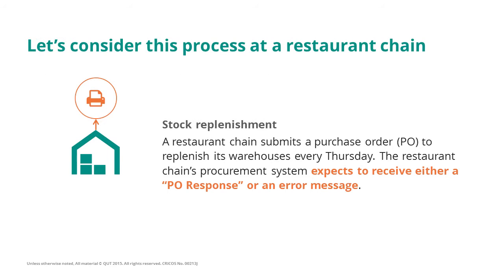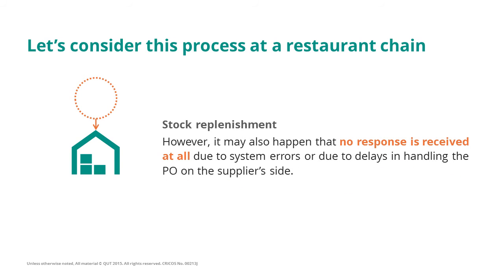Let's consider this process that is run at a restaurant chain. It's a process to replenish the stock. A restaurant chain submits a purchase order to replenish its warehouses every Thursday. The restaurant chain's procurement system expects to receive either a purchase order response or an error message. However, it may also happen that no response is received at all due to system errors or due to delays in handling the purchase order on the supplier's side.